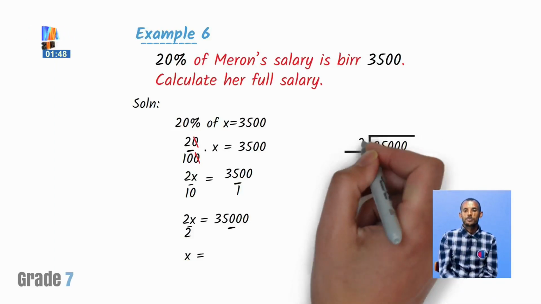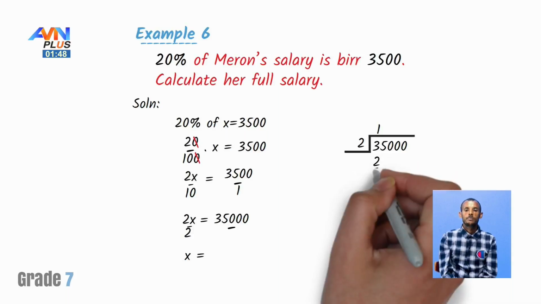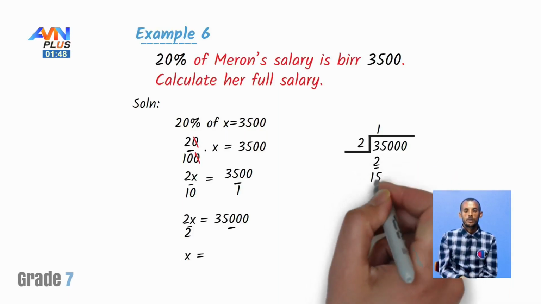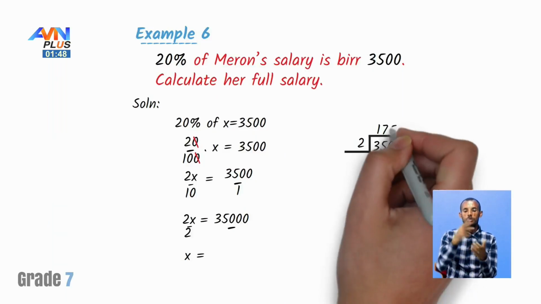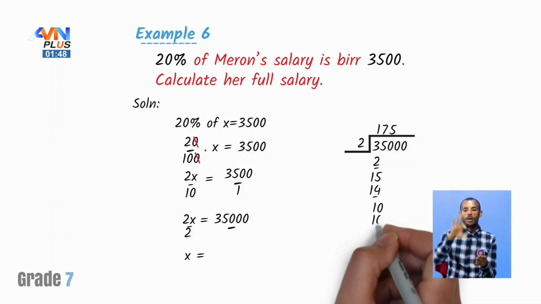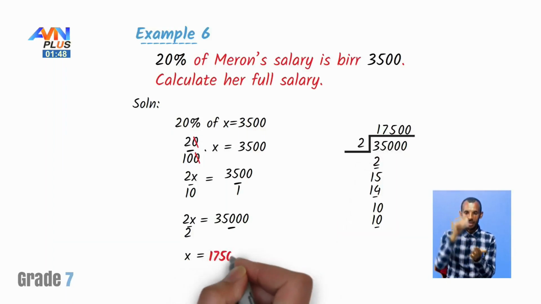1 times 2, 1. 15 divided by 2 is 7 times. 7 times 2 is 14. 1, just put 0 down. 10 divided by 2 is 5. 5 times 2 is 10. No remainder. So take these two zeros here, and you have 17,500. Therefore, the answer would be 17,500.